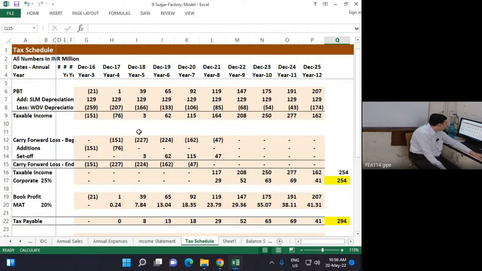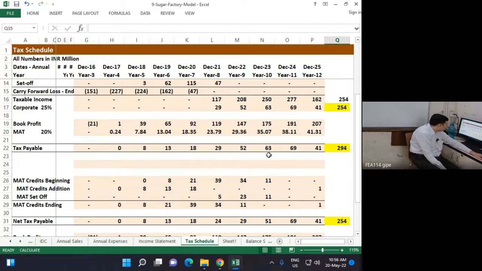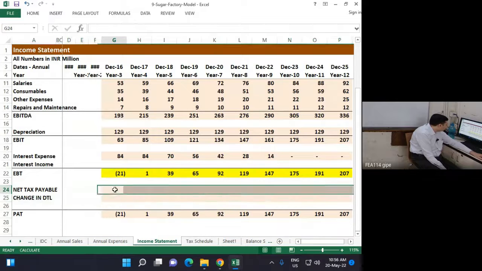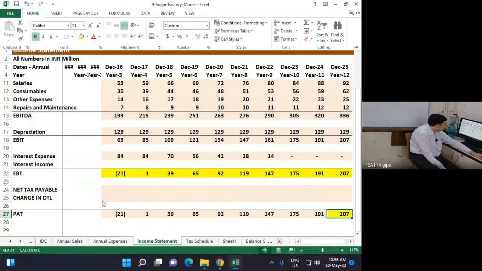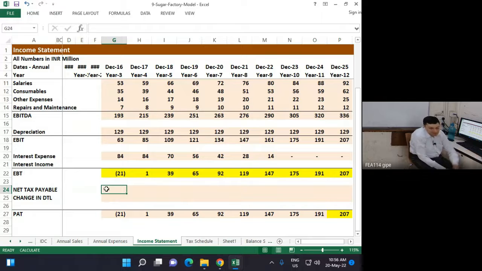Now that you have the entire tax schedule, come back to the income statement and link net tax payable and change in DTL, and tell me what is the revised PAT for the last year. आपका PAT कितना आ रहा है last year? After considering net tax payable and change in DTL.